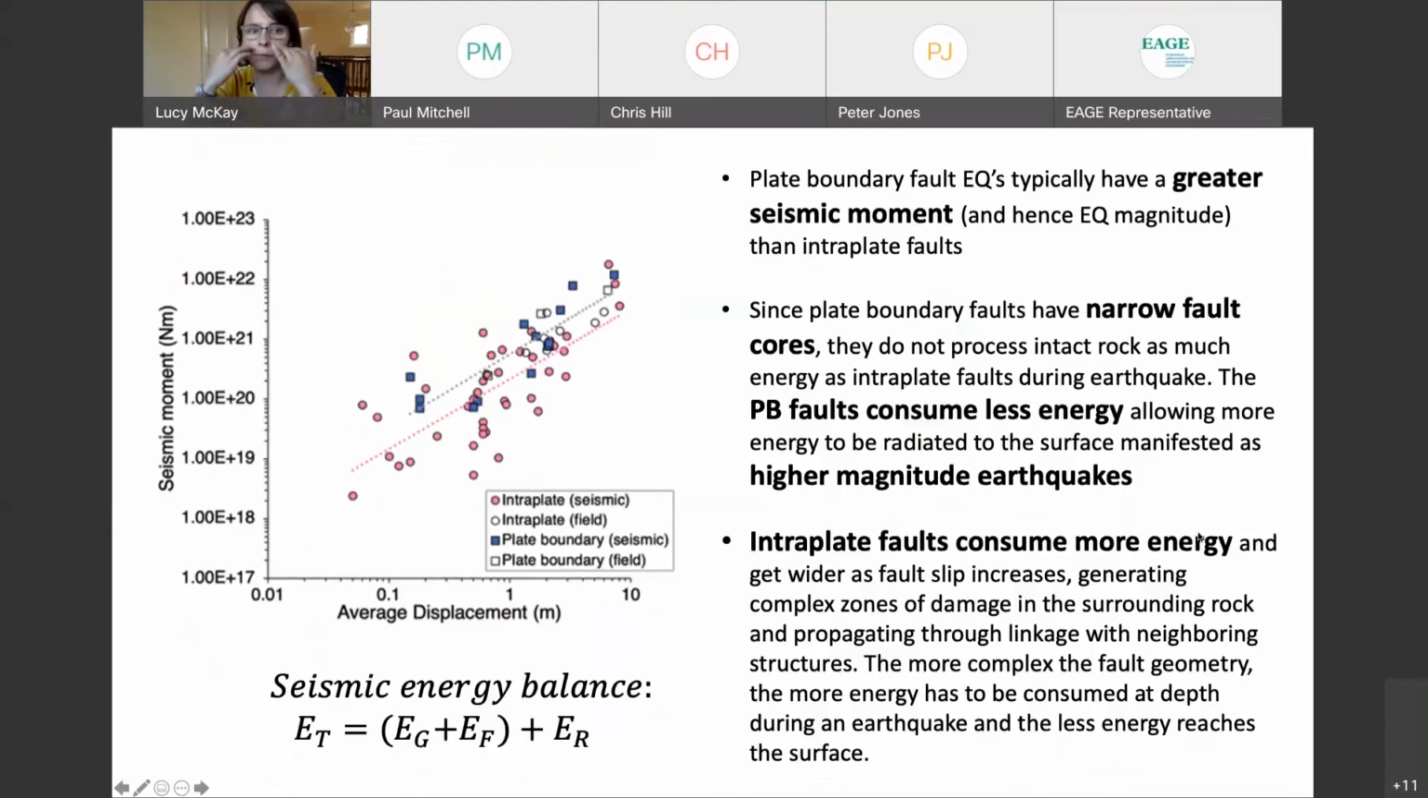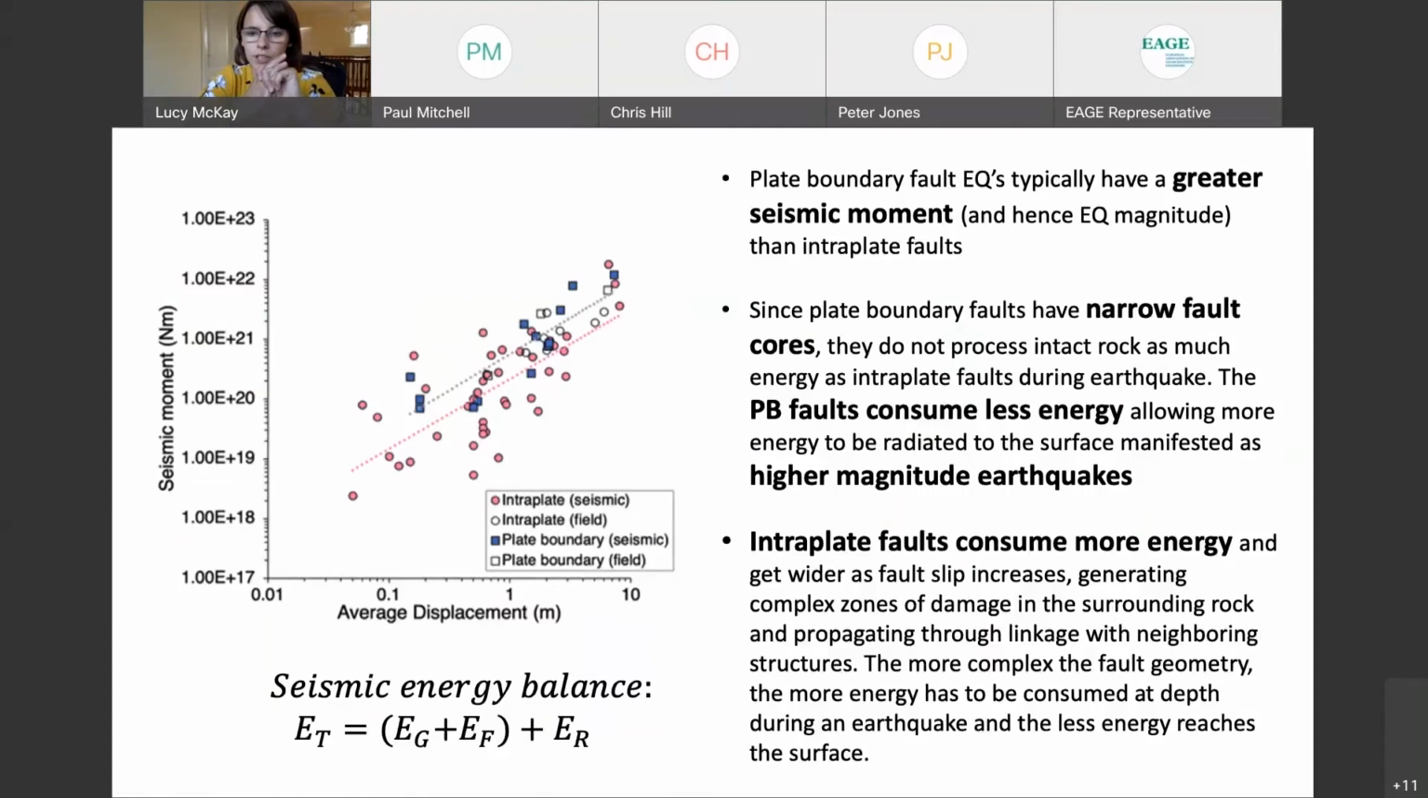So for the purpose of time, I'm not going to go into much detail about how I made this figure, but basically I compiled and compared the data between seismic moment, which is essentially a measure of earthquake magnitude, and average displacement for both plate boundary and intraplate faults.